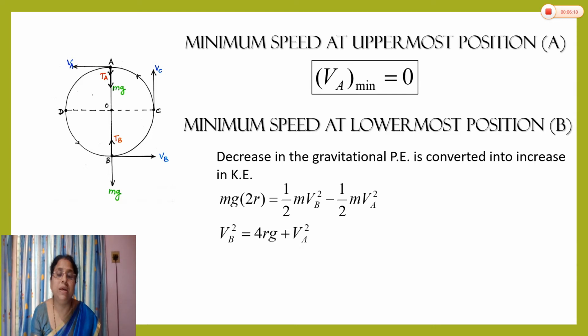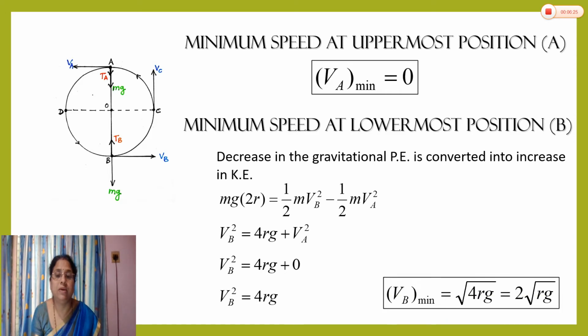But we know that Va is equal to 0. So we get Vb square is equal to 4Rg. And that's why we can say Vb minimum is equal to under root 4Rg or equal to 2 into root Rg. This equation is directly given in your book and you had given the work there. This you had said that apply the same logic and obtain the equations.